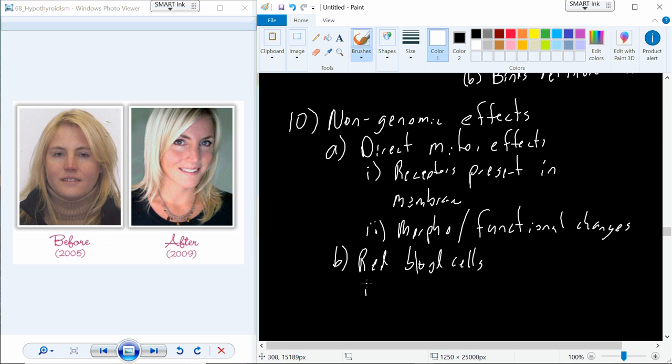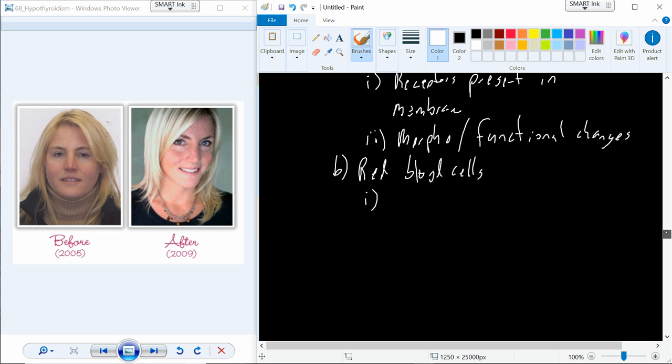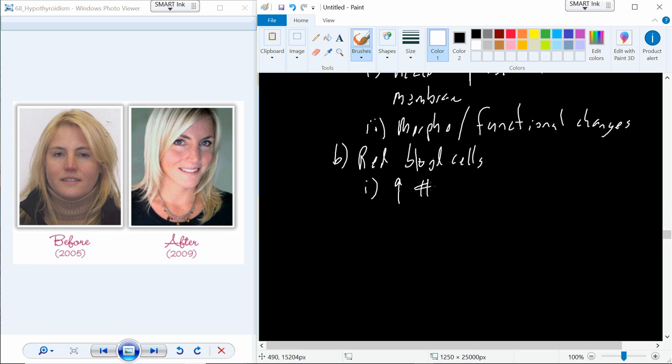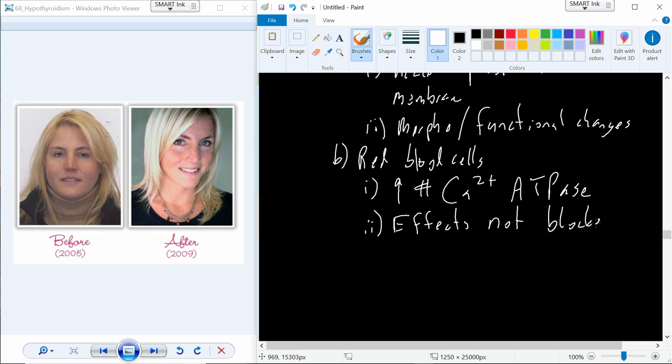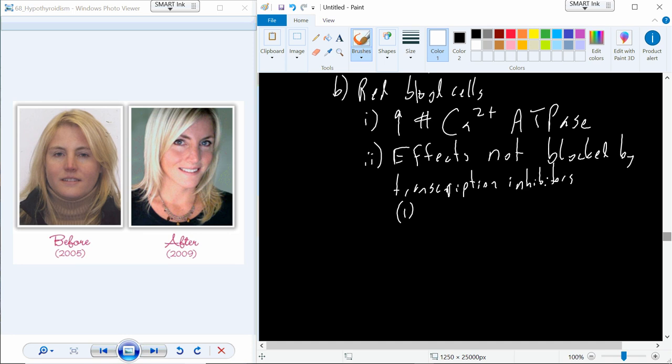In the red blood cell, we also have some non-genomic effects that have been identified. In the presence of thyroid hormones, T3, T4, we have an increase in the number of calcium ATPases. The reason we have determined that this is a non-genomic effect is because the effect on the red blood cells, an increase in calcium ATPases, which is the calcium pump, is not blocked by transcription inhibitors. In other words, if you set up an experimental cell culture with red blood cells and provide those red blood cells T3, T4, you see this increase in the number of calcium ATPases.